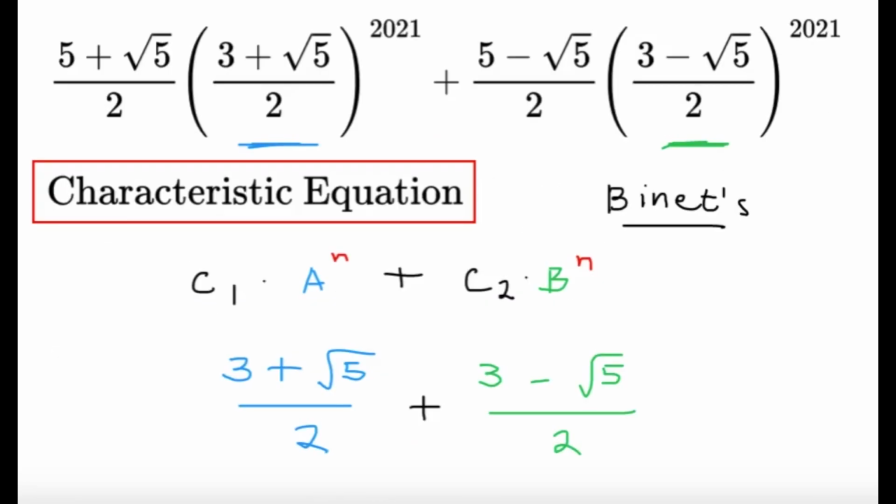Now, this is actually a very common thing, and those two numbers, which are raised to 2021, we can make the roots of a characteristic equation. Whenever you see these types of expressions, you would expect it's going to be part of a recursion or a recurrence relation. If you look up Binet's theorem, it gives us the closed form of the terms of the Fibonacci sequence.